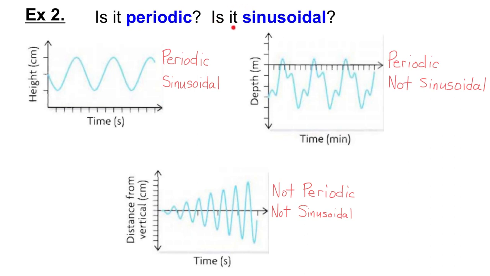Now let's look at whether they are sinusoidal. This one is because we have that wave pattern. This one is not because we don't have that smooth wave pattern like we see here. So although this function is periodic, it is not sinusoidal. This function, because it's not periodic, cannot be sinusoidal. Even though you see a wave, it's not a constant wave with an unchanging amplitude. So this cannot be sinusoidal.